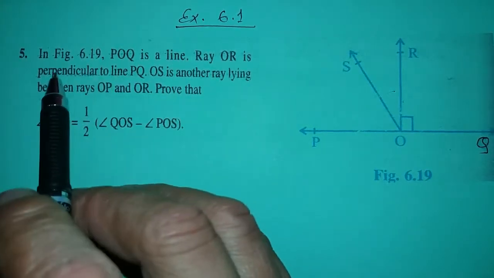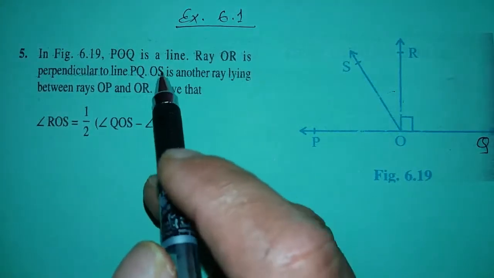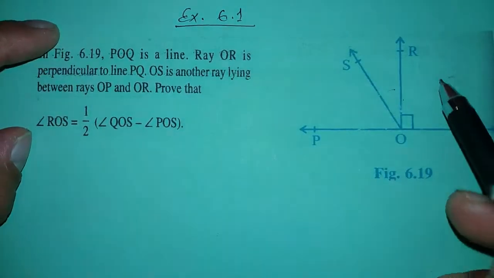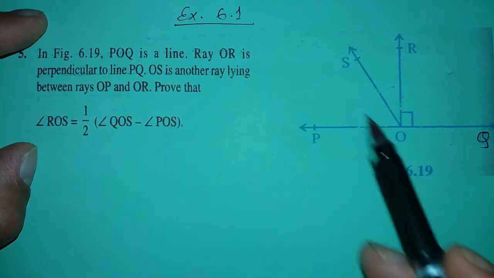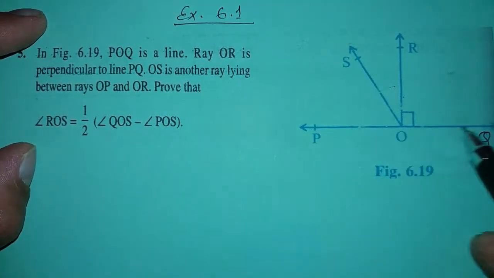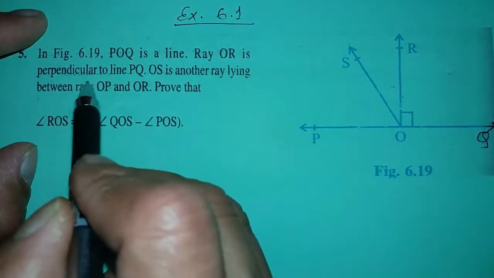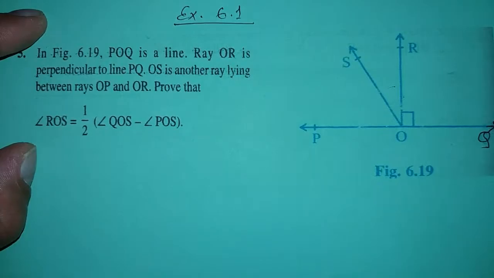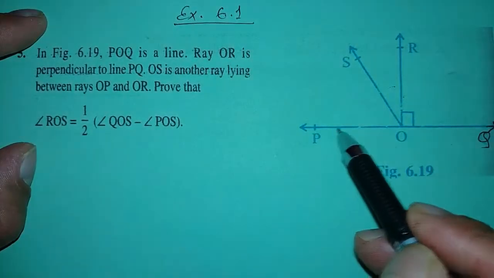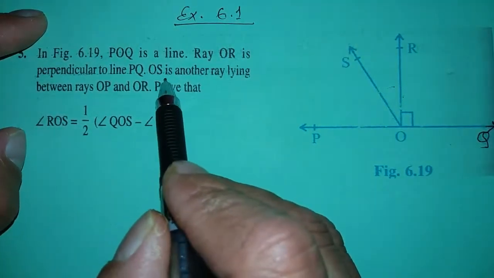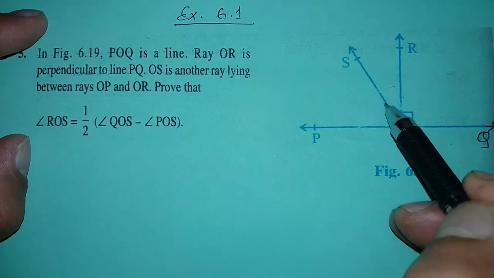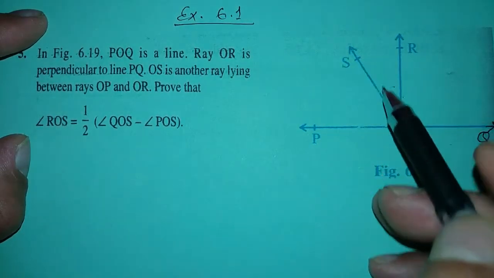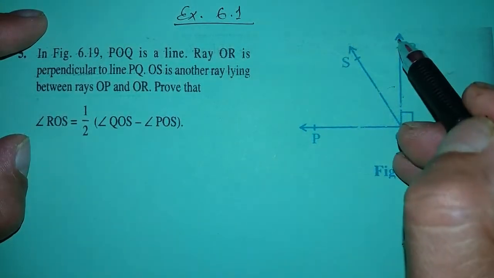Let's see question number 5 of exercise 6.1. Here in this figure, POQ is a line. Ray OR is perpendicular to line PQ. OS is another ray lying between rays OP and OR.